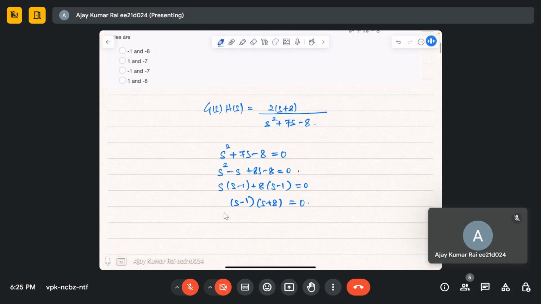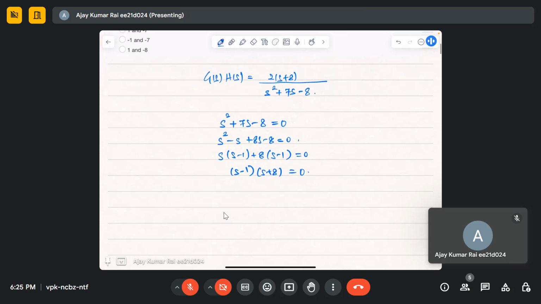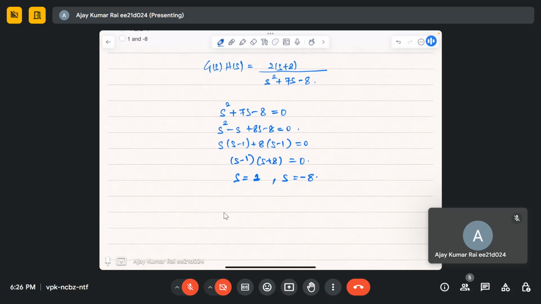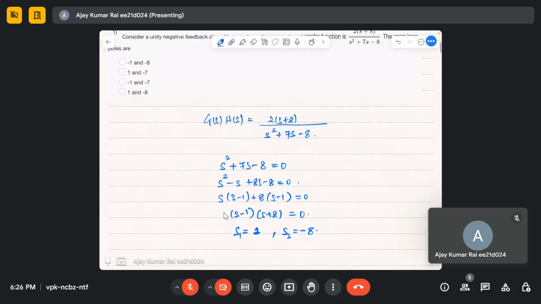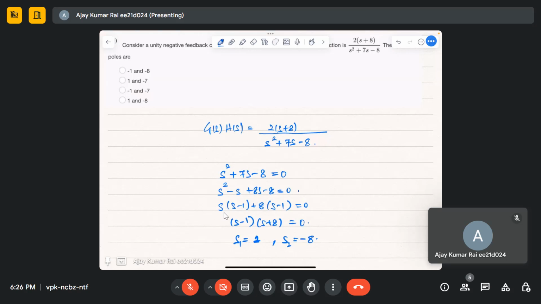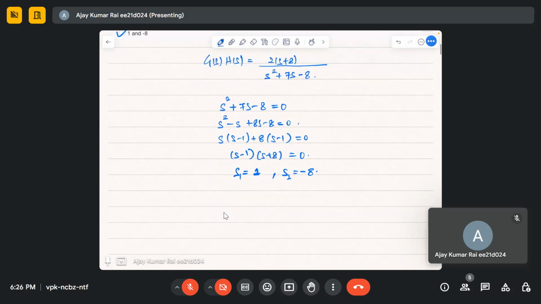I have done the steps so that you can understand the factors of this equation. Two roots I'm getting: s equal to 1 and s equal to -8. These two roots, s1 and s2, are the poles of the open loop transfer function. Very simple, 1 and -8. So one pole is lying in the right half plane.